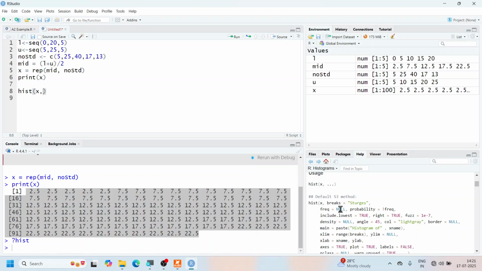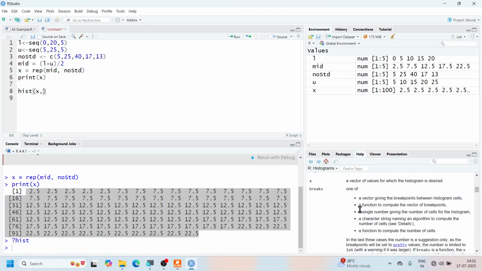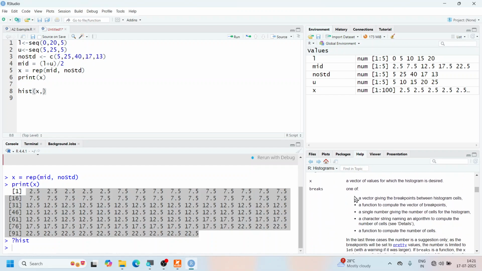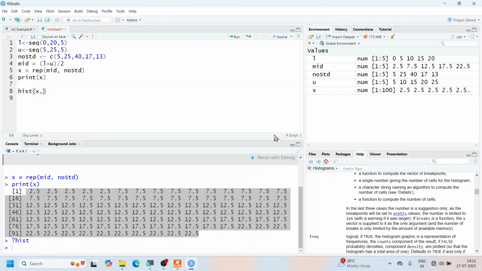Let's write the breaks also. Where is the break? The breaks are going to tell you how the histogram will look. You notice the histogram is like this, but it is touching here, and the other one is also touching. Now it has to break at the 5. So I'm going to say breaks is equal to 5.